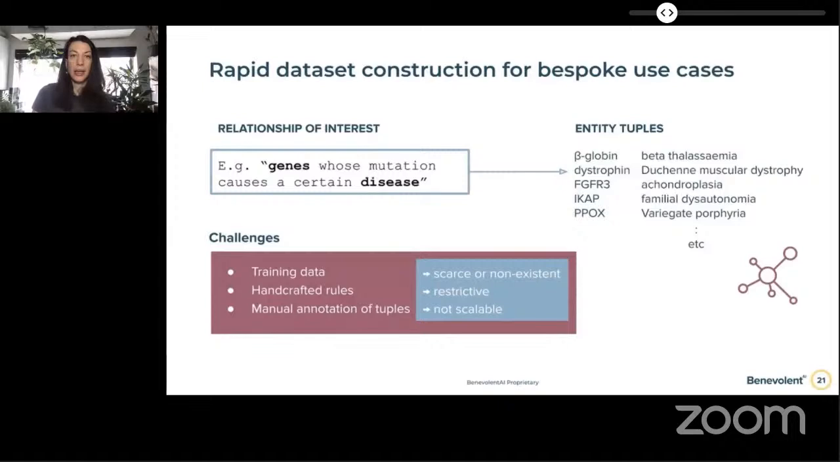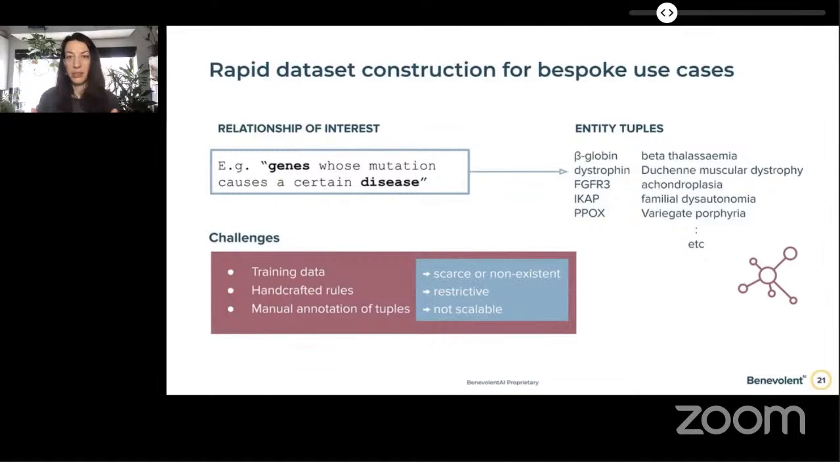And here is a different approach. Very often, we talk about machine learning as the solution to many problems, and this is definitely the case. Machine learning is very powerful, but we take for granted the fact that we have data appropriate for the task in order to train those algorithms. And in some cases, this is true, but there are often these bespoke use cases. So imagine a drug scientist or a domain expert coming to you and saying, I want genes whose mutation causes a certain disease. And there might be some little data out there, but not much.